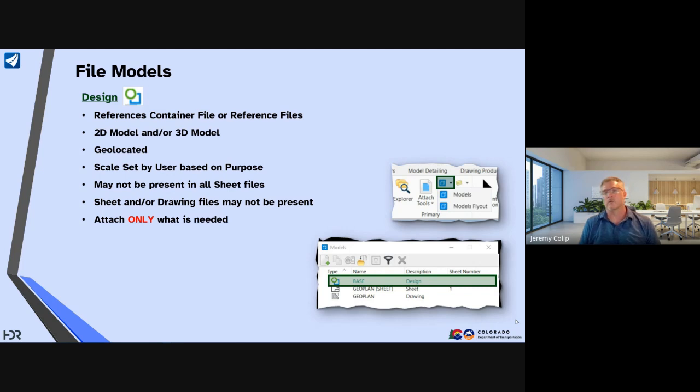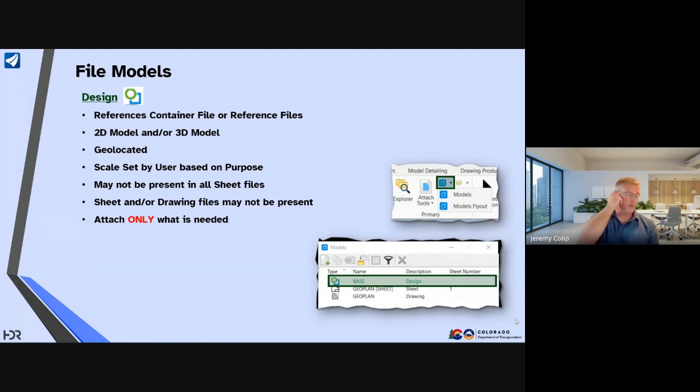Same thing if I need to reference in a working container file, which we'll talk about later as well, or any other reference files that I'm working with, and then keeping that clean at the end of the day. A 2D model or a 3D model for these design models, again depending on what the file is used for. Is it a terrain, or is it everything else?